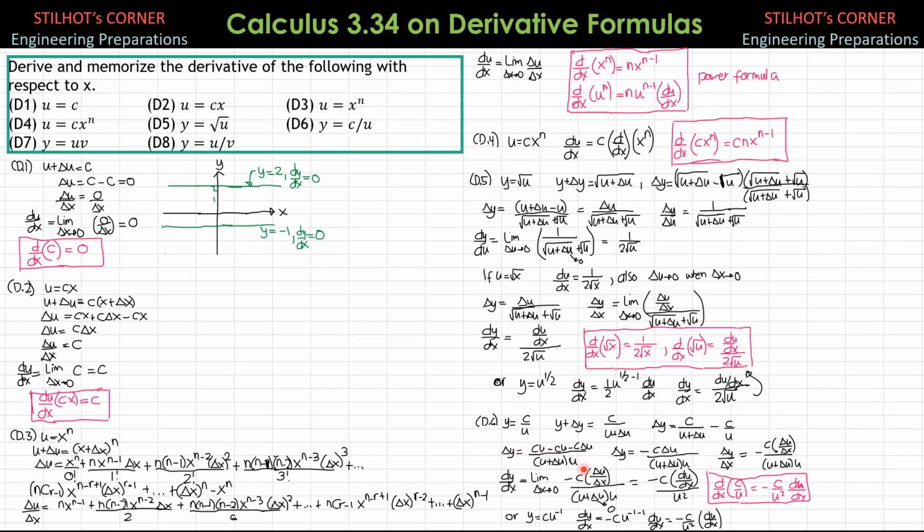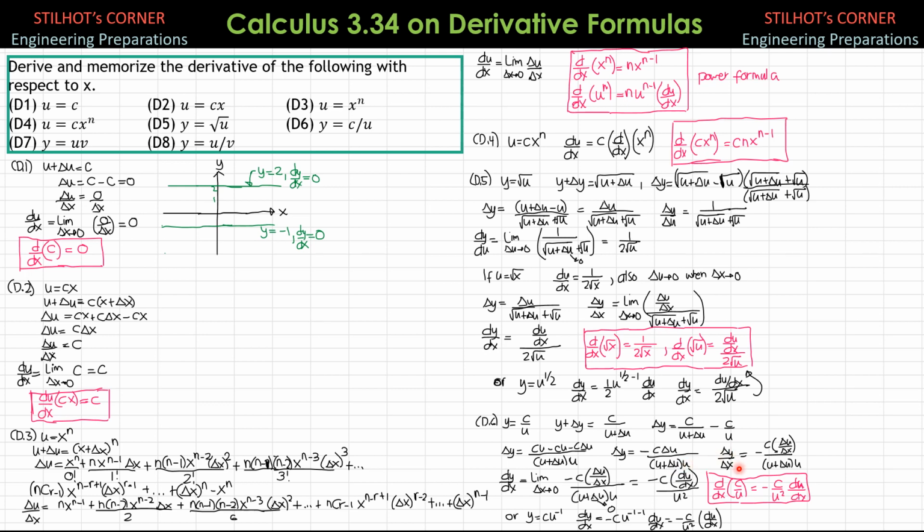Then D6, y equals c over u. y plus delta y equals c over u plus delta u. So delta y equals c over u plus delta u minus c over u. The LCD is u plus delta u times u, then cu minus c times quantity u plus delta u, so minus cu minus c delta u. That's delta y over u plus delta u times u, the LCD. Cancel cu. So we have delta y equals negative c delta u over u plus delta u times u.